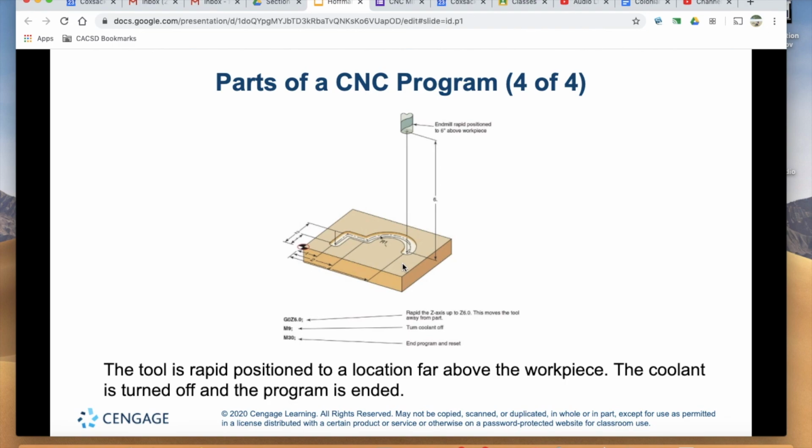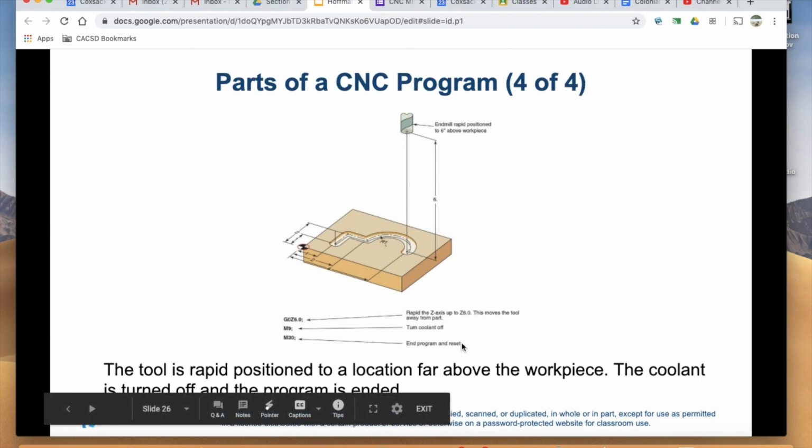Next, the tool is going to rapid position to a location far above the workpiece. Coolant is turned off and the program is ended. So the M9 is going to turn the coolant off and the M30 is going to end the program. So there's a couple M codes.